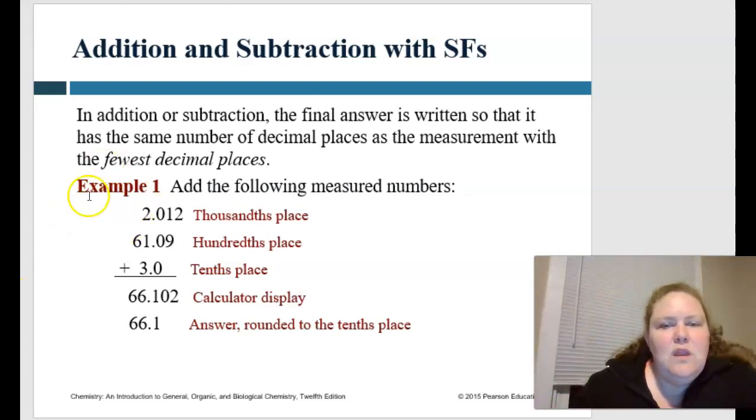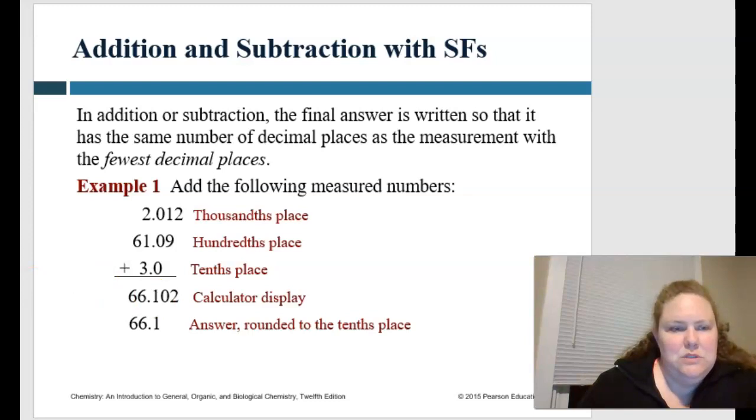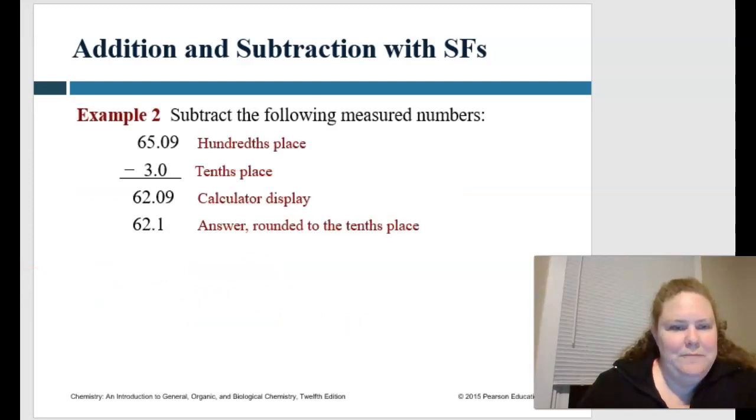So an example here, if we add the following numbers, 2.012 plus 61.09 plus 3.0, you can see that this goes out to the thousandths, this goes out to the hundredths, and this to the tenths. So this would be the calculator display, but since we have to pick the lowest one, with only tenths, that would be our answer, because the digit after the tenths place is less than 5, so the 1 stays 1. If it was bigger than 5, then that 1 would round up to a 2. Okay, so the same rules apply.